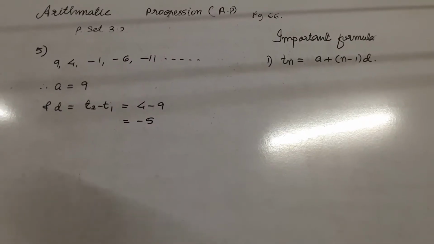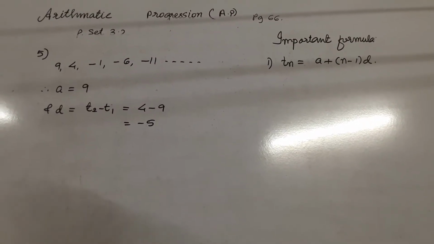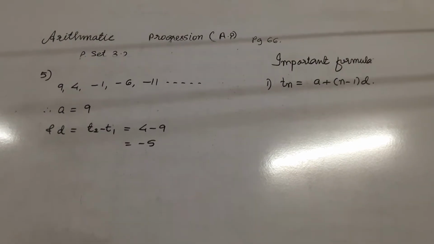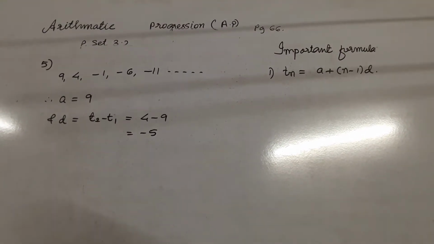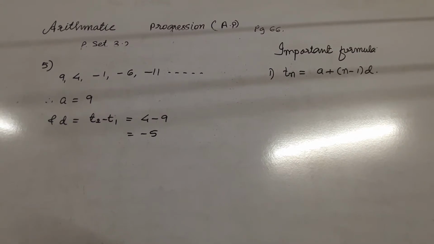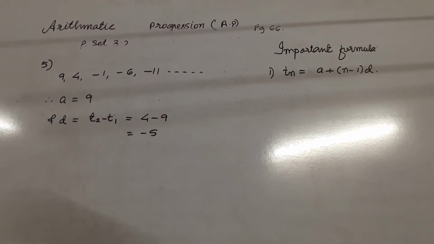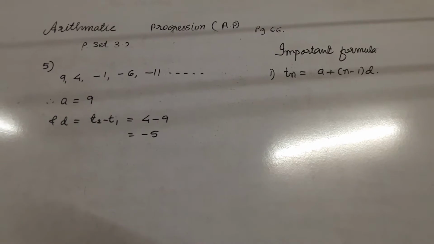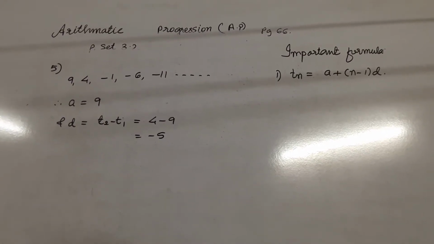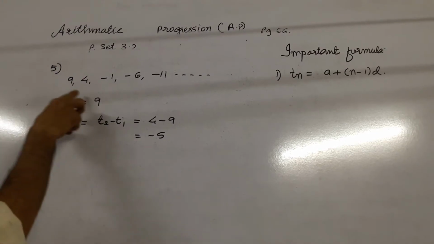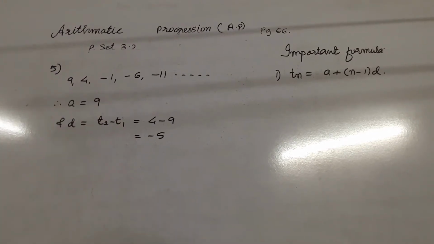Continue algebra, page 66, practice set 3.2. Yesterday we solved the fourth sum. Now today let us take the fifth sum. The fifth sum is a little different. Here it is asked to find the 27th term, and the AP is given: 9, 4, minus 1, minus 6, minus 11, and so on.